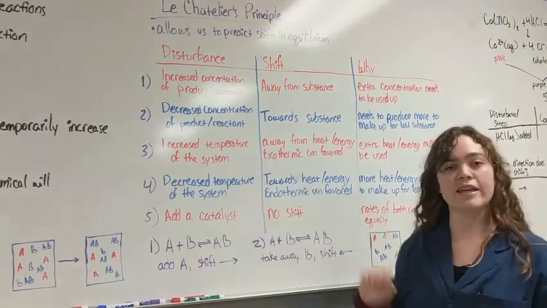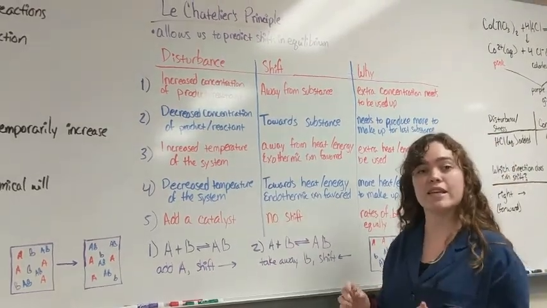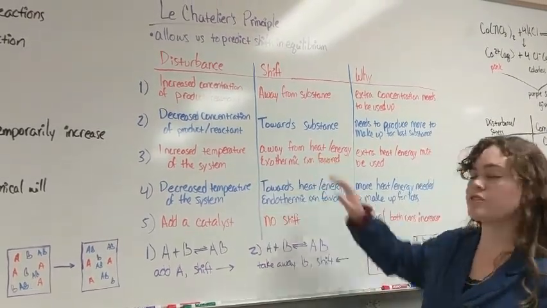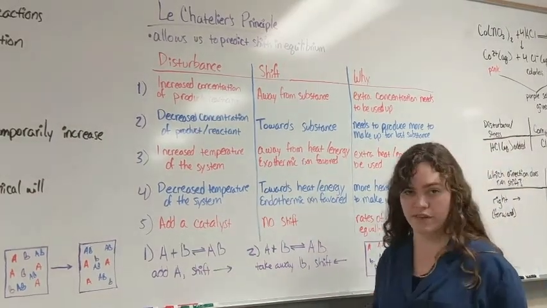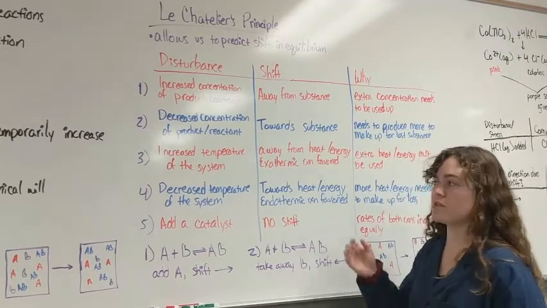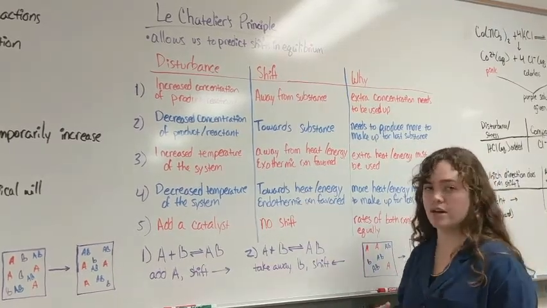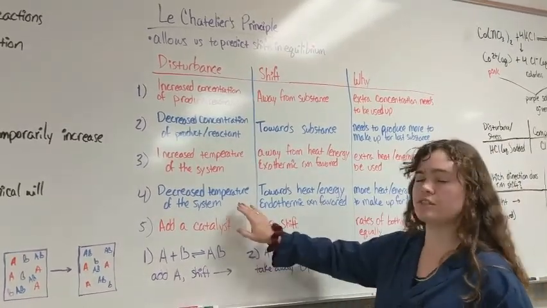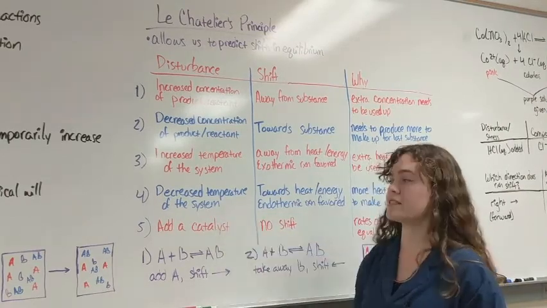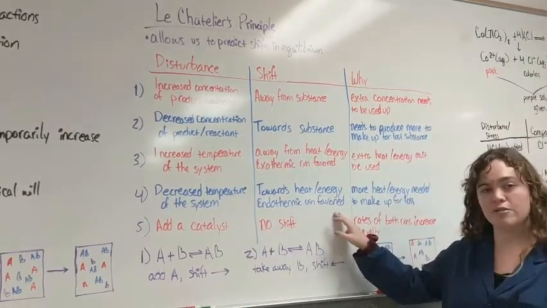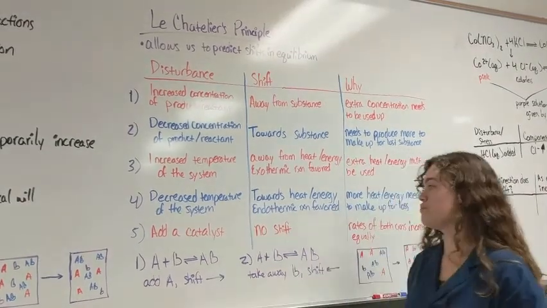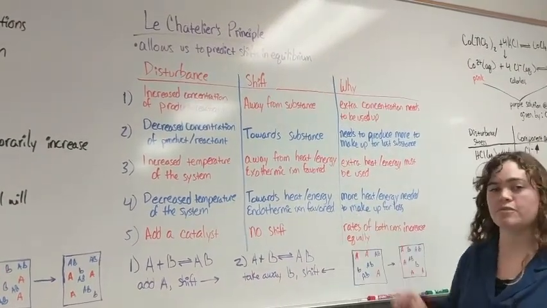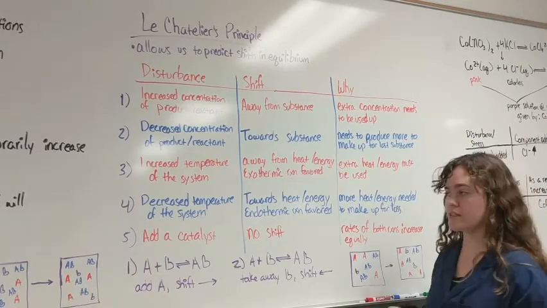The next two are heat. If you increase the heat in the system, it'll shift away from the heat, or exothermic reactions are more favored because it wants to get rid of that excess heat, use it up. And then when the temperature is decreased, it will favor endothermic reactions, and it'll shift towards the heat or energy, and that's to make up for the heat that's lost.